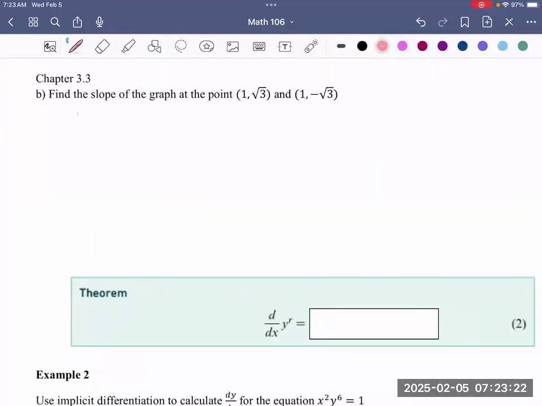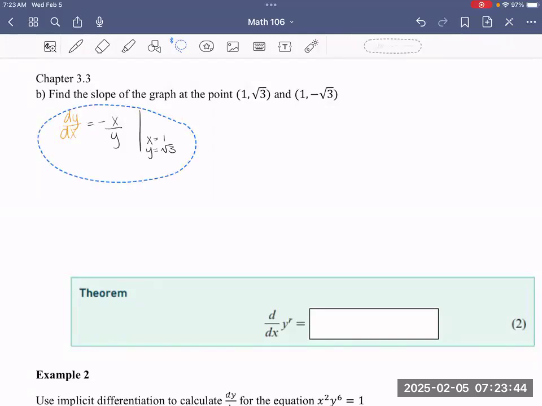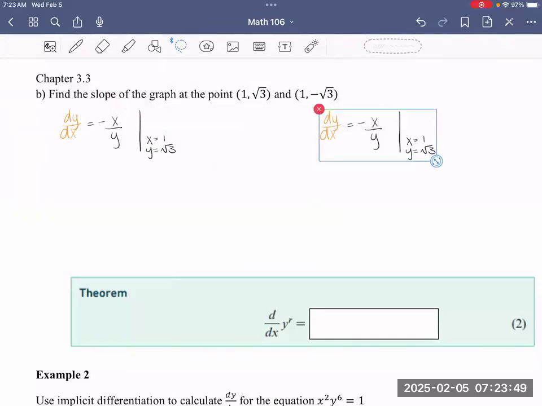We'll throw that over here. dy dx is equal to negative xy. And we want to know the slope at the particular point when x is 1 and when y is the square root of 3. And again, we're going to do it one more time. Copy, paste, with x being 1 and y being negative root 3. Now see what we can come up with.